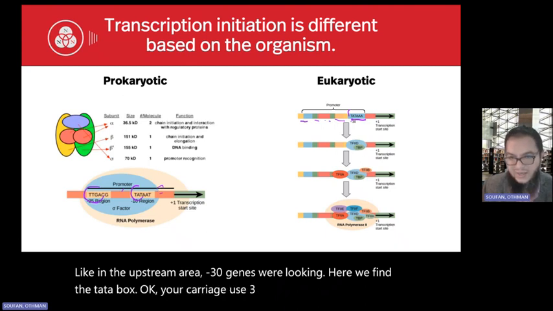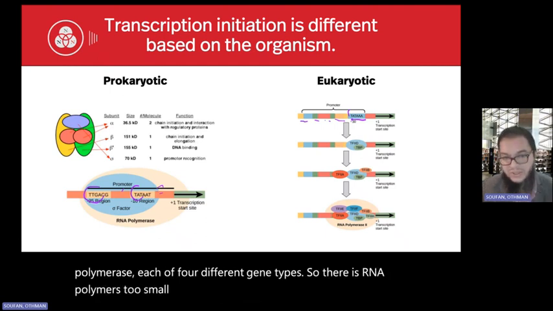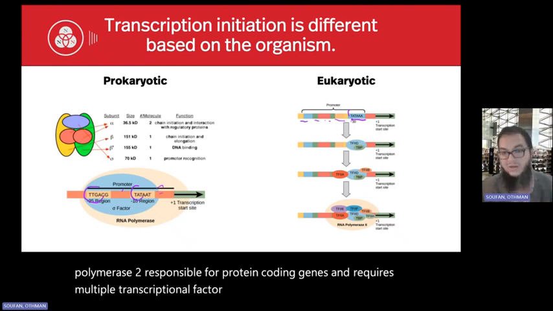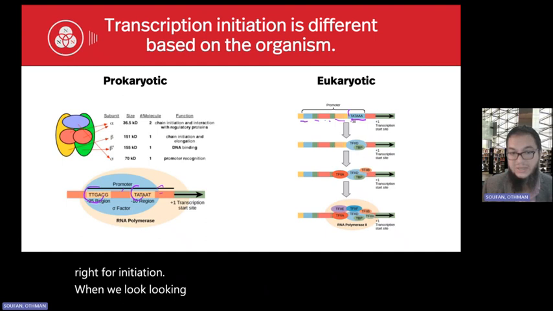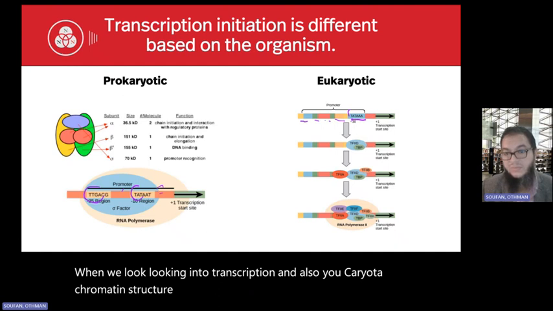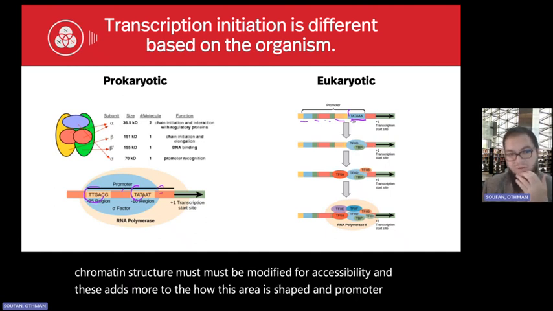Eukaryotes use 3 different RNA polymerases, each for different gene types. So there is RNA polymerase 2, responsible for protein coding genes, and it requires multiple transcription factors for initiation, something we looked into earlier. And also eukaryotic chromatin structure must be modified for accessibility. And this adds more to how the promoter of eukaryotes is shaped.